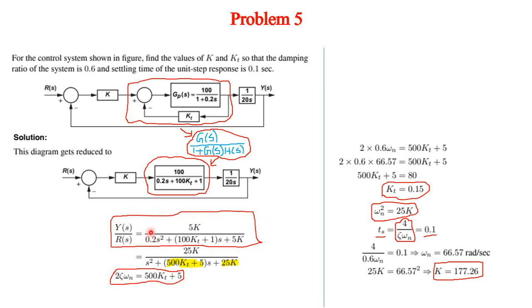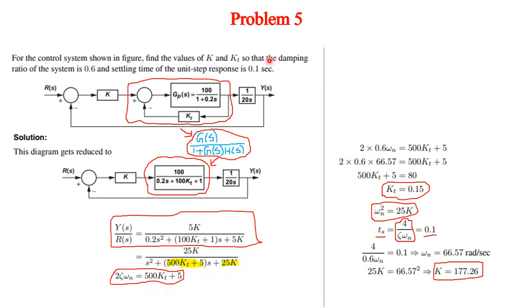Here the S square coefficient is 0.2. So I am dividing both numerator and denominator by 0.2 to make the coefficient of S square 1. So 5 by 0.2 is 25, so 25K. Here it is 500 Kt plus 5. This 25K is omega n square, and 500 Kt plus 5 is 2 zeta omega n. That is what it is here.